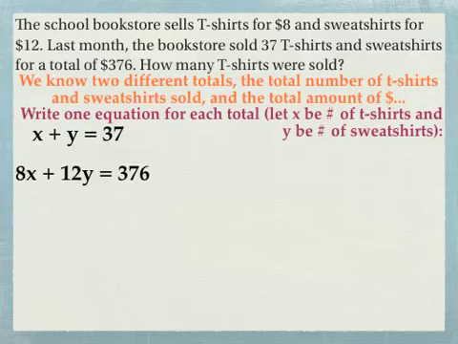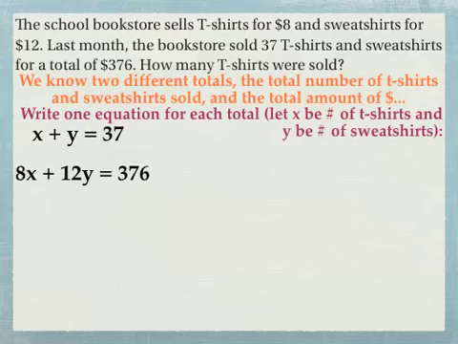It is important that your variables don't get mixed up here. Remember, x is t-shirts, and t-shirts are $8. Sweatshirts are y, and sweatshirts cost $12. So make sure that you're multiplying the correct variable by the correct number there.